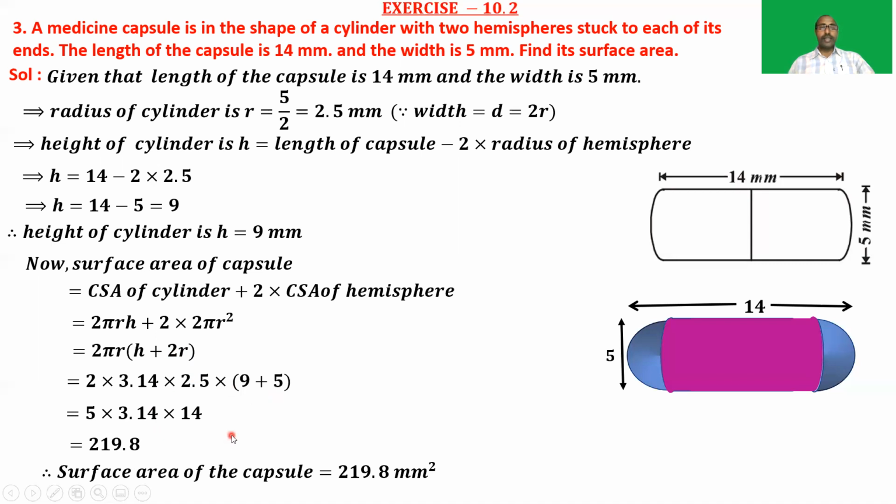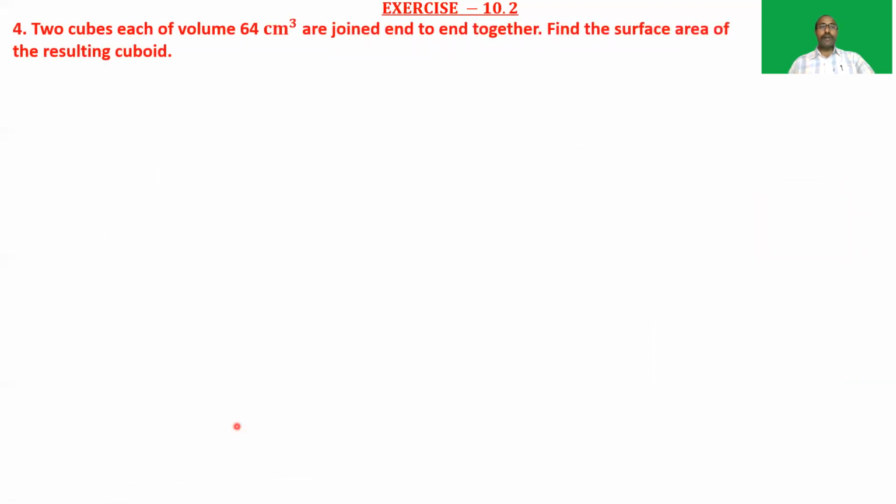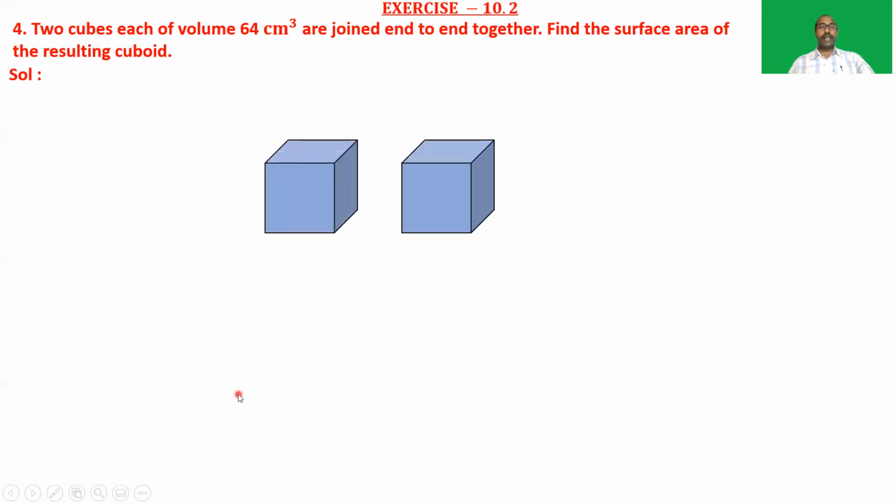So let us solve the fourth problem. Two cubes, each of volume 64 centimeter cube, are joined end to end together. Find the surface area of the resulting cuboid. Okay. So here we have two cubes like this, and the volume of each cube is 64 centimeter cube. So the volume of each cube is given, and it's given that these cubes are joined end to end. That is, one face of the first cube is attached to one face of the second cube like this.